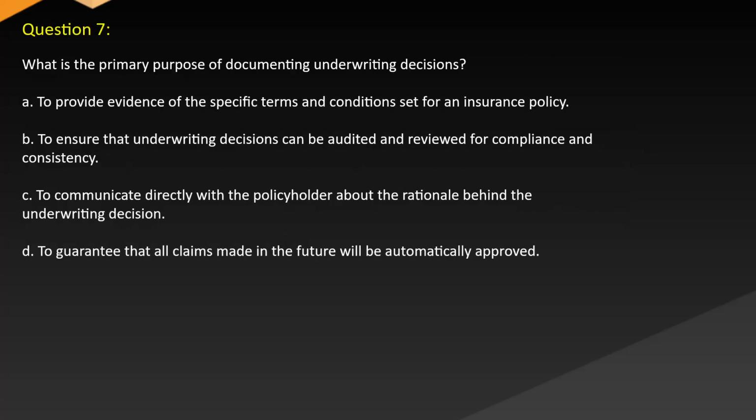Question 7. What is the primary purpose of documenting underwriting decisions? A. To provide evidence of the specific terms and conditions set for an insurance policy. B. To ensure that underwriting decisions can be audited and reviewed for compliance and consistency. C. To communicate directly with the policyholder about the rationale behind the underwriting decision. D. To guarantee that all claims made in the future will be automatically approved.